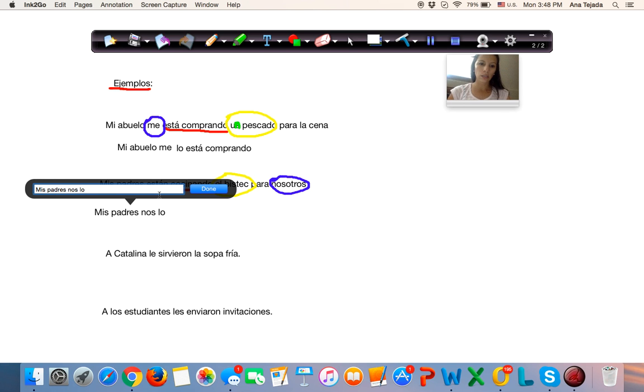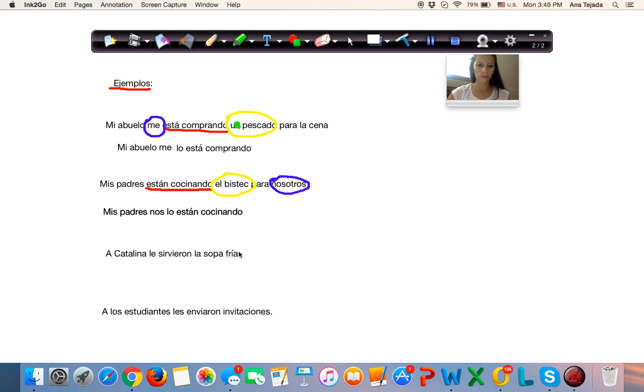And our verb. Nos lo está cocinando. Muy bien. We have two more examples. Let's go through them really quick.